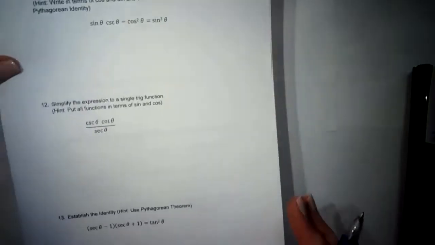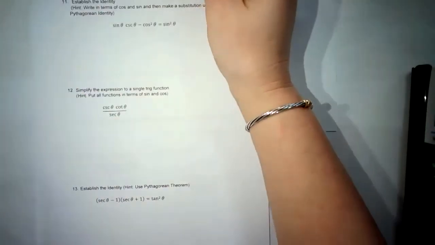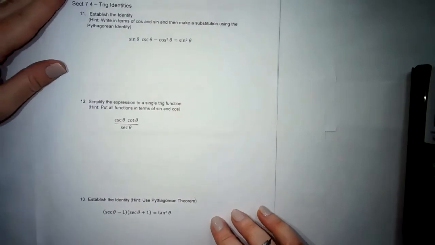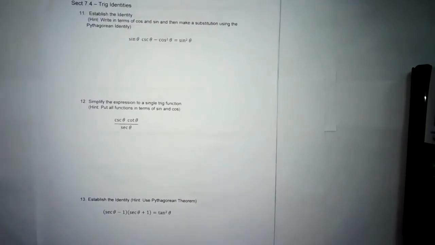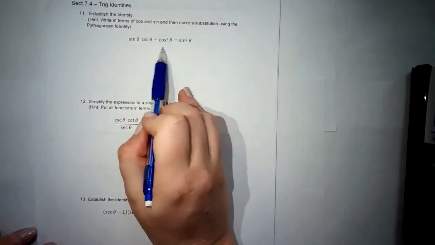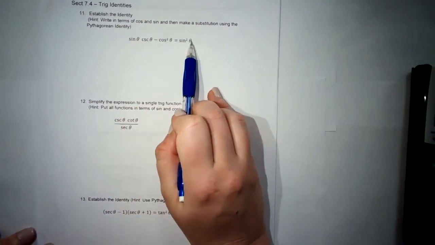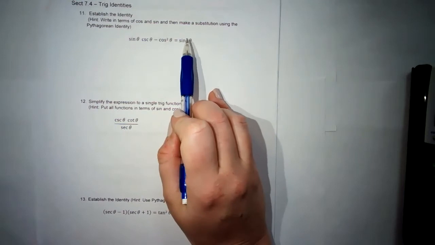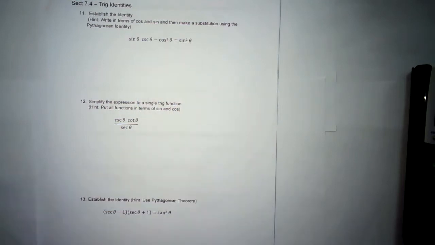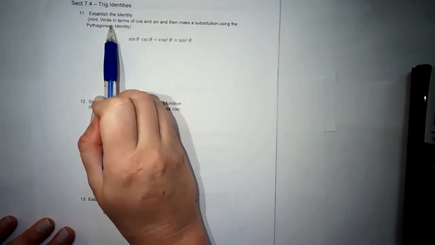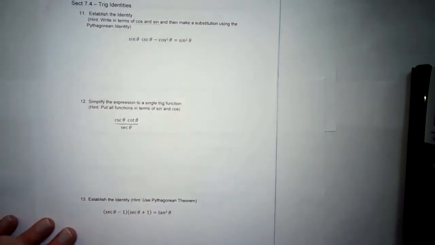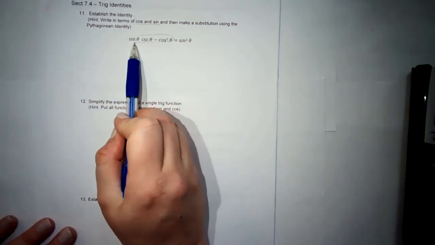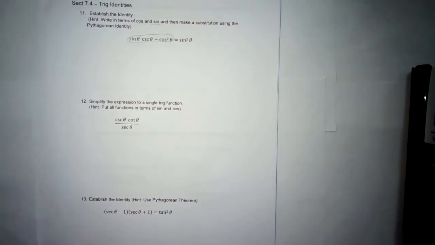All right, so here we go. Let's do some identities. So first thing we want to do is establish the identity. That means make this left side look like the right side. So you're going to stop when you get to sine squared theta. Okay, it's always nice to know where you're going to end. All right, so if you need a little hint, here's your hint. Write in terms of cosine and sine. So we're going to only deal with this side, and we need everybody over there to either be a sine or a cosine. That's it.